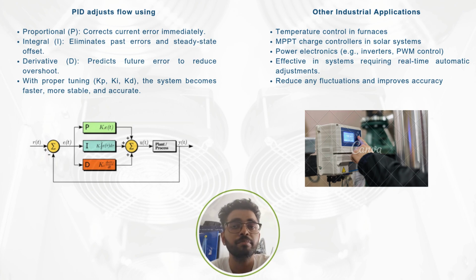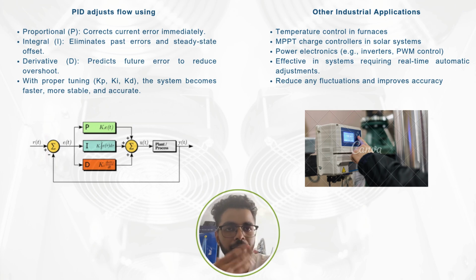In addition, the key part of this control system is the PID controller, which stands for Proportional, Integral, and Derivative. These three main functions work together to control the flow rate effectively. For the first one, we have the proportional term, which immediately responds to the current error and tries to correct it based on how large the error is.